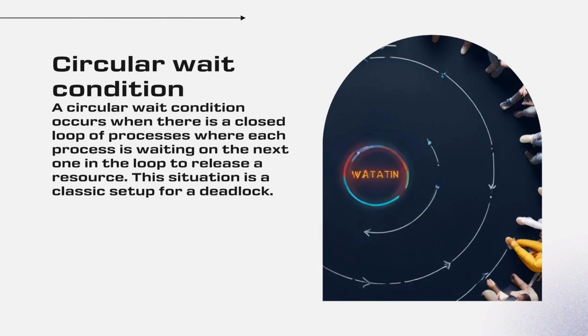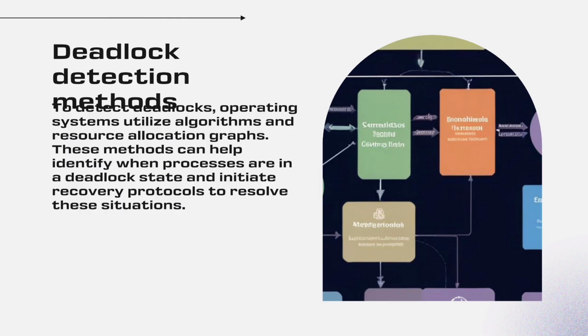The next, we see detection of deadlocks. The deadlock detection methods. To detect deadlocks, operating systems utilize algorithms and resource allocation graphs. These methods can help identify when processes are in a deadlock state and initiate recovery protocols to resolve these situations.